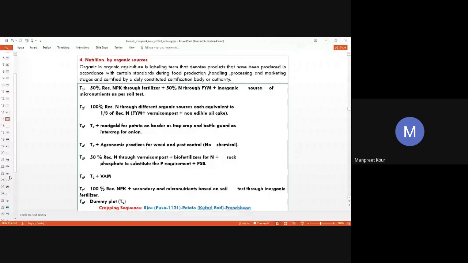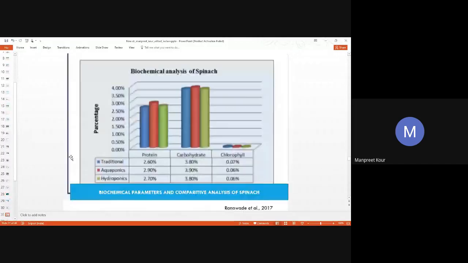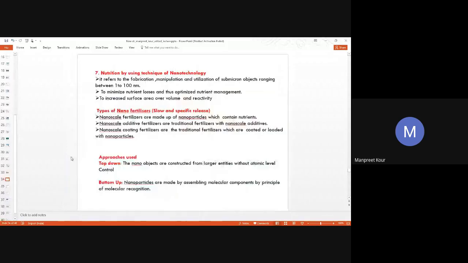Now the next technique, the seventh technique, is nutrition by using the technique of nanotechnology. Now, there's a trend of nano. If we see, the mobile has changed to nano, the television has changed to nano, so it is a period of nano.